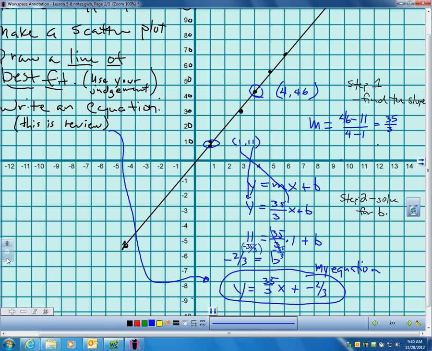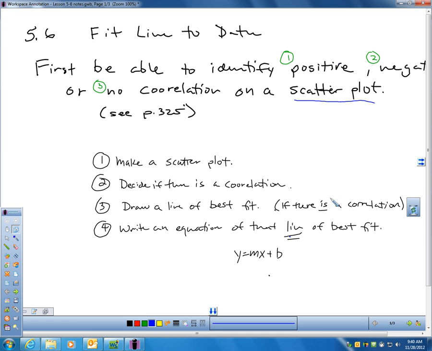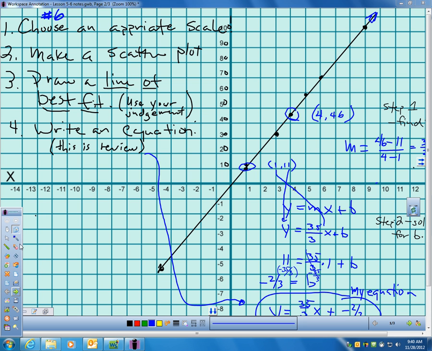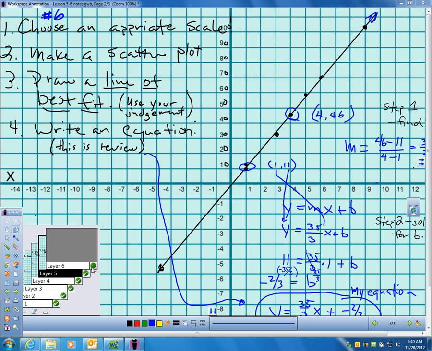I just did all 4 of the steps that we were asked to do, outlined on page 326 regarding modeling a line to fit data. Okay? Now here's a common mistake that I see every year, and I want to make sure I put this in red. This is a big screw up.